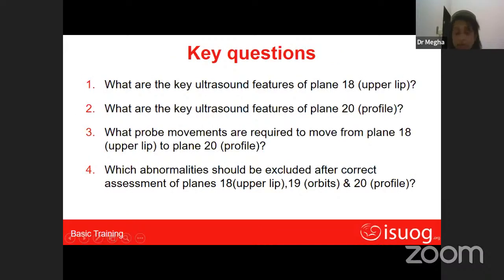So what are the key questions that we're going to answer today? What are the ultrasound features of plane 18, 19, and 20? Plane 18 is for the upper lip, 19 is for the orbits, and 20 is for the profile. What are the probe movements that you need to obtain these three planes? And which abnormalities should be excluded after correct assessment of planes 18, 19, and 20.